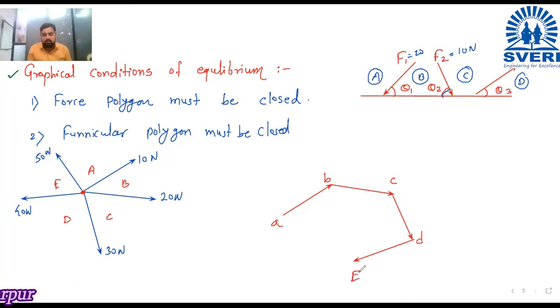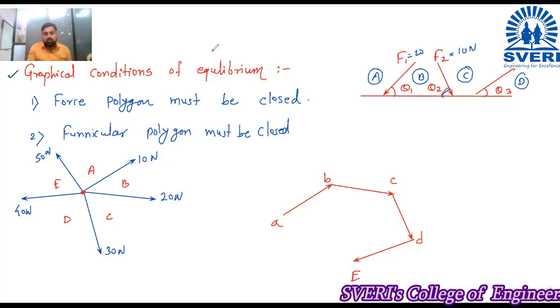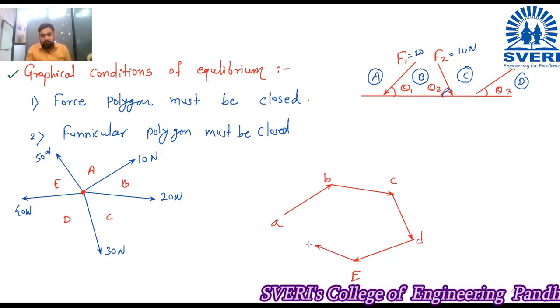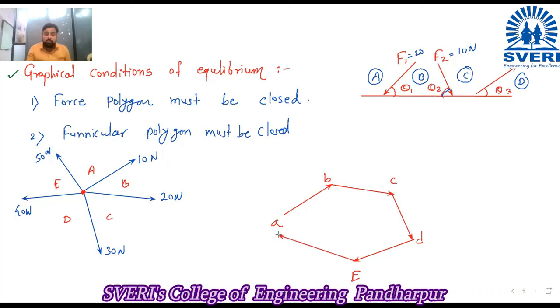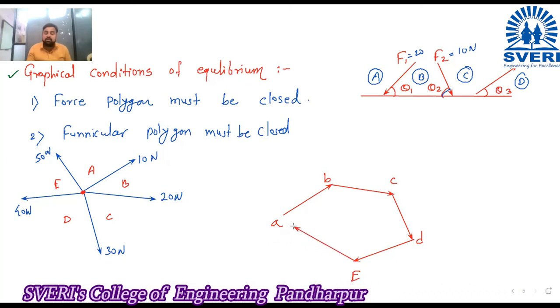D to E. Okay. And then E to A, 50 Newton. So here I will draw E to A 50 Newton. It is like this. It will not actually meet over here if the resultant exists.